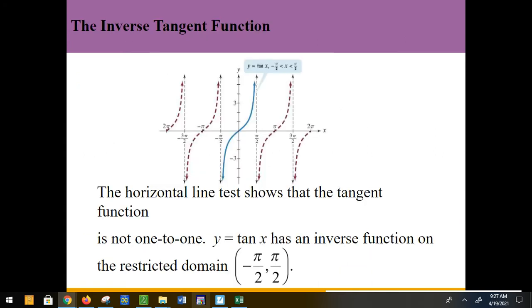All right, so now third part of the objective, we're looking at the tangent function. The horizontal line test shows that the tangent function is also not one-to-one. So we're going to have to look at a restricted domain again. We're going to look at between -pi/2 and pi/2. This actually works out to be a full period for what it's worth.